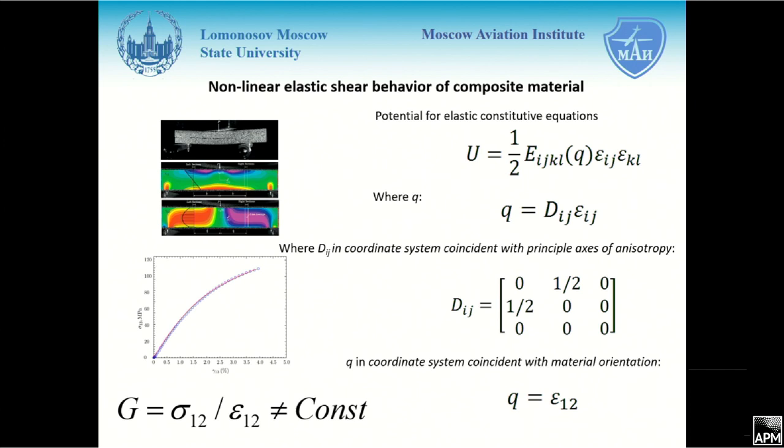And now, some words about a very interesting problem that we have to solve. If the load is applied along the reinforcement, the stress strain curve is almost linear. But if the load is applied at some angle to the fiber direction, the stress strain curves are nonlinear. And this nonlinearity begins from the very beginning. And the question arises how to describe simultaneously the linear behavior of material in some cases and nonlinear behavior in other cases.